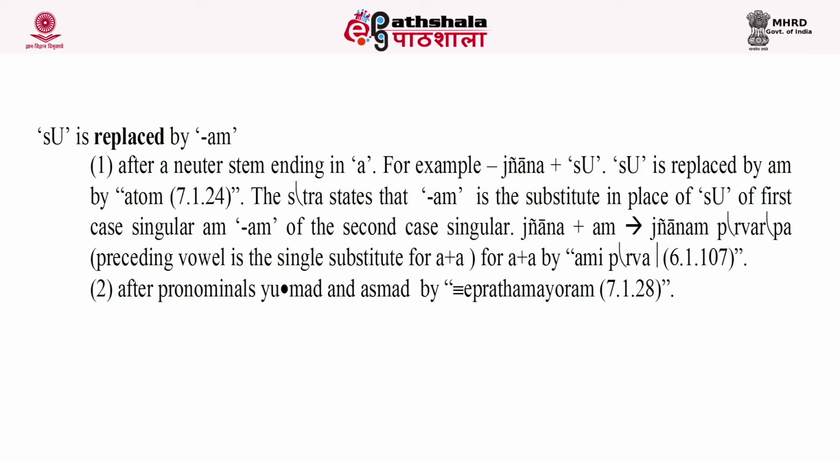Su is replaced by am after a neuter stem ending in a. For example, jnana plus su. Su is replaced by am by Ato am 7-1-24. The sutra states that am is the substitute in place of su of first case singular and of the second case singular. Jnana plus am, jnanam. Purva rupa, preceding vowel, is a single substitute for a plus a, for a plus a by Amipurvaha.